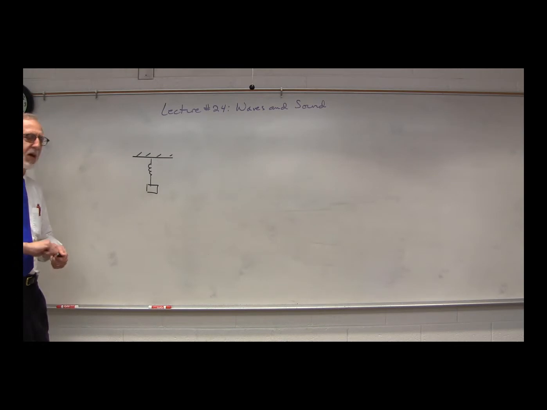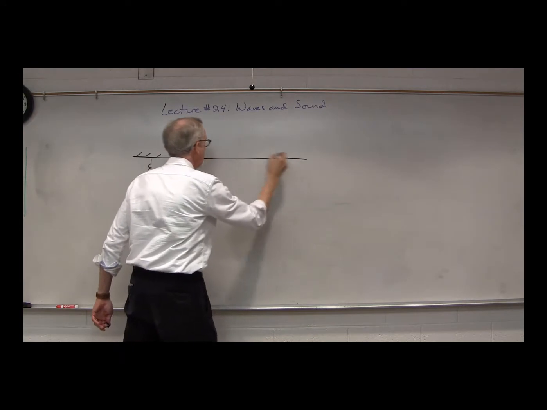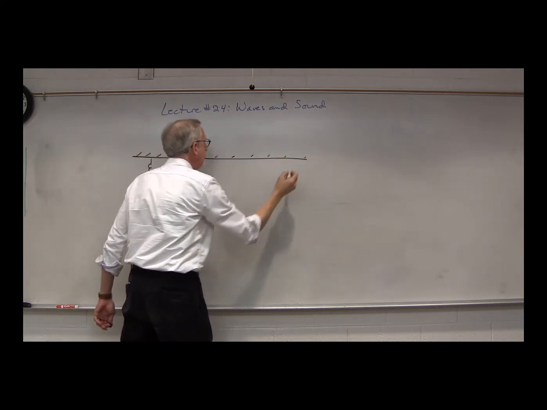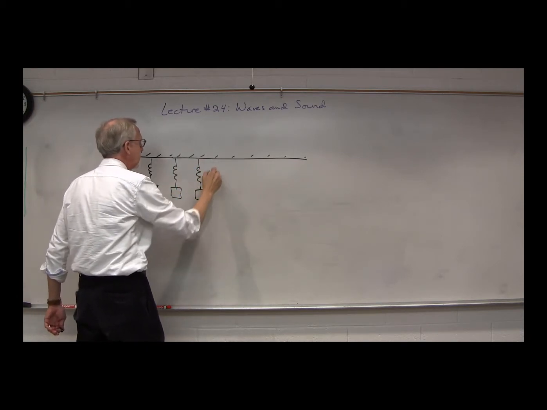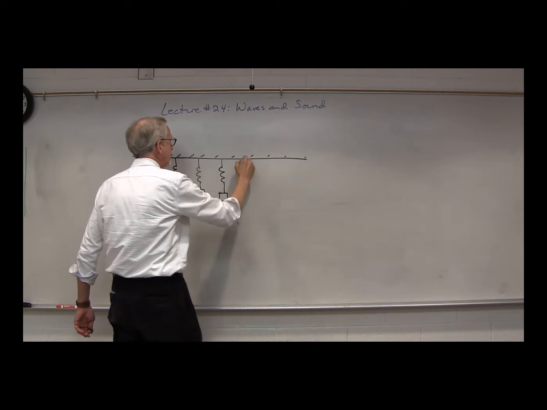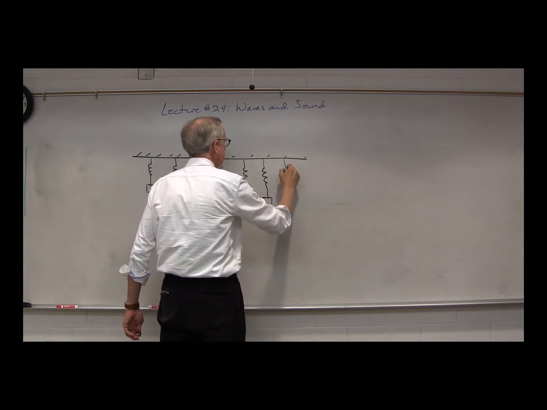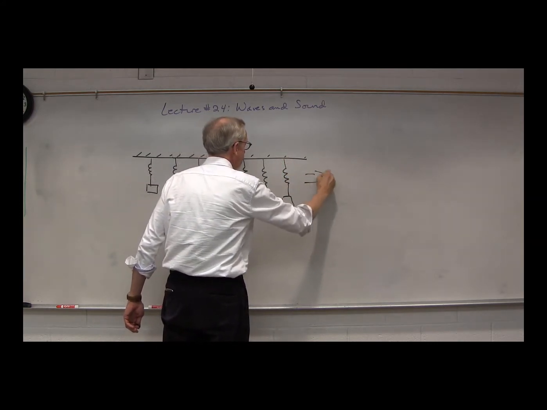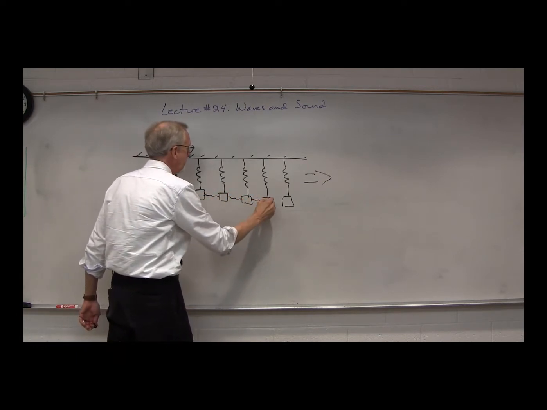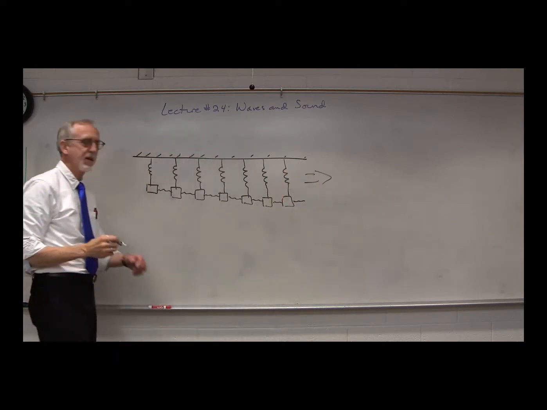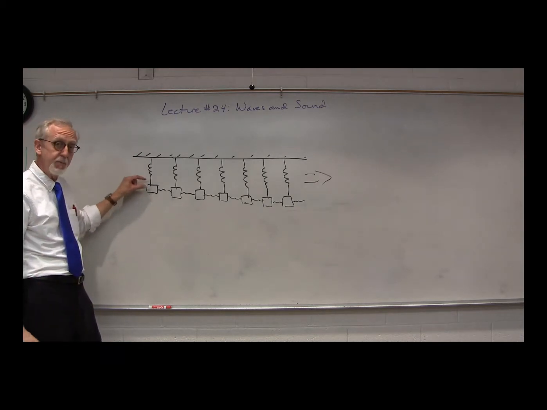But now let's imagine that rather than a single mass, we have a whole series of masses. So we've got a whole bunch of identical masses, all on identical springs, all in a series like this. Okay, and that just keeps going. And then each mass is connected to its neighbor by another spring. Okay, etc., etc.